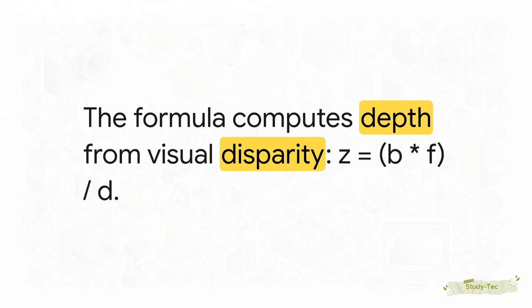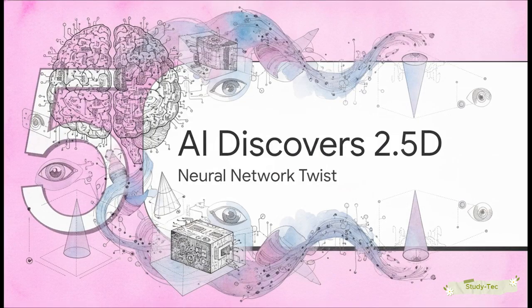Closer objects yield a much, much larger visual disparity. This isn't just an abstract equation. This is the precise computation required to construct a 2.5D depth map. It is literally the secret mathematical code behind our vision. This takes us to my favorite part.